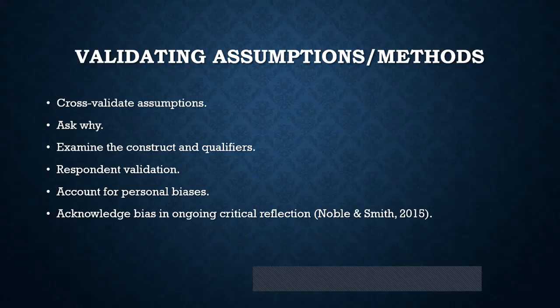Speaking of validation, we're going to talk about validating assumptions and methods. Several ways to do so: in qualitative research, you want to have respondent validation. You want to have the feedback. Is the response received validated by the research? Have you accounted for personal biases? Have you examined a construct and any qualifiers? Ask why. Why is this particular assumption valid for this particular research design? Or is there any other subsequent literature out there that you can use that can help provide further validation and also serve the purpose to remove bias in developing the research design?